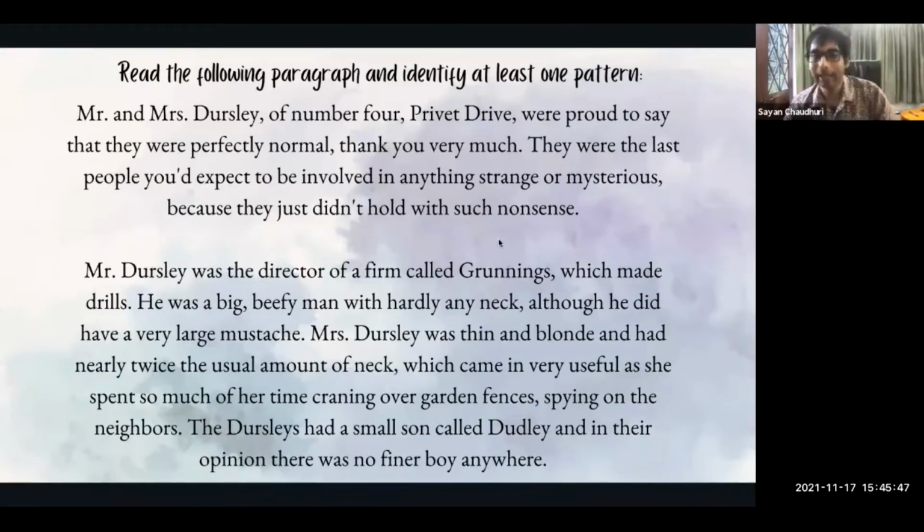Hadia said crude caricatures, but before we can say confidently it's a crude caricature, we have to first identify what the pattern is. Now the question is, when this physical contrast is provided, big beefy man with hardly any neck, is that a caricature? Is that feeding into a social stereotype? Is that fat phobic, right? Is it biased against fat people?